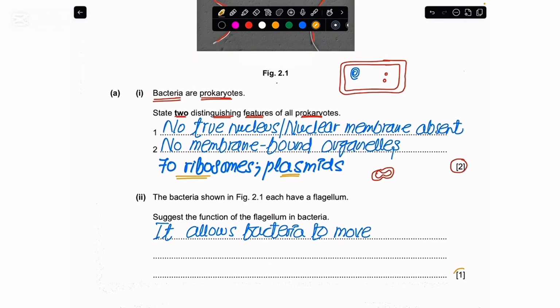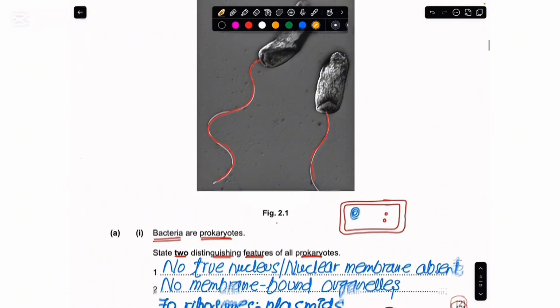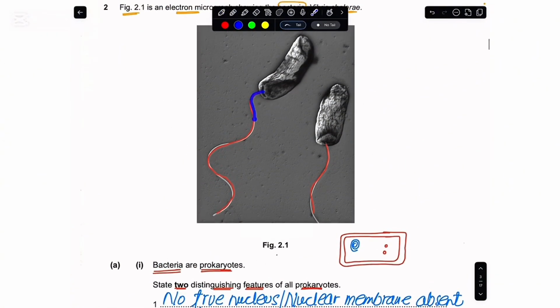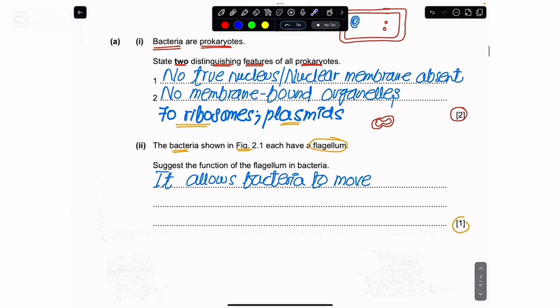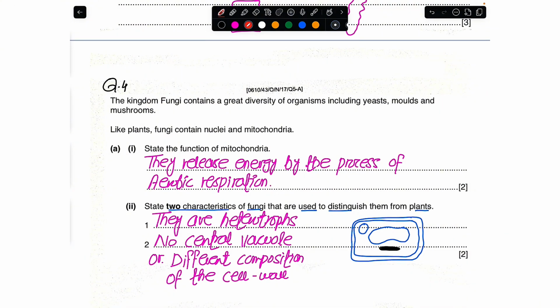could be the alternative points that you write in place of these two. For 1 mark, they ask about the bacteria which they have shown in figure 2.1: they have the flagellum. As I highlighted earlier, this was their flagellum. And you see that this flagellum provides the bacteria an ability to move or to swim. Since they have asked you to suggest the function of the flagellum in bacteria, this is the answer.